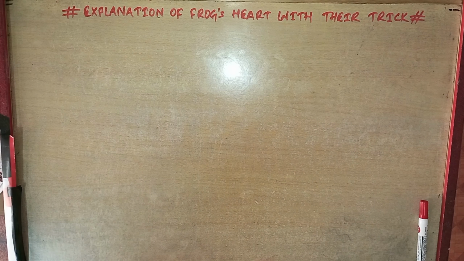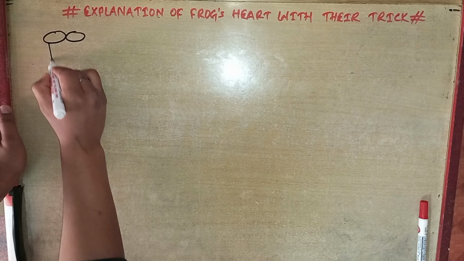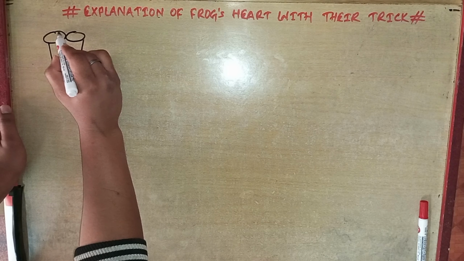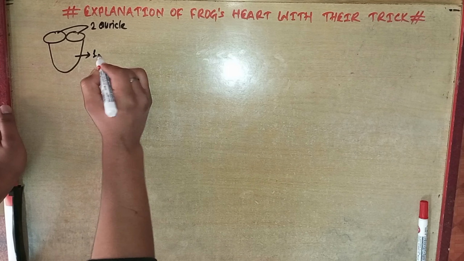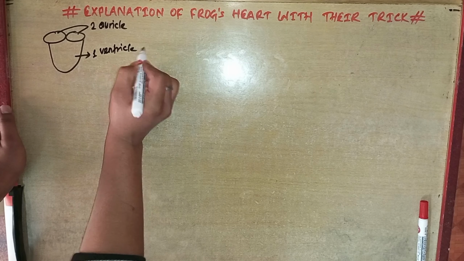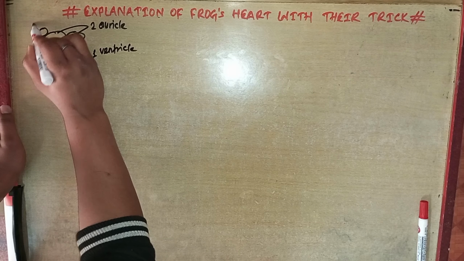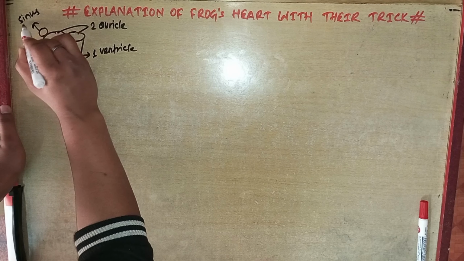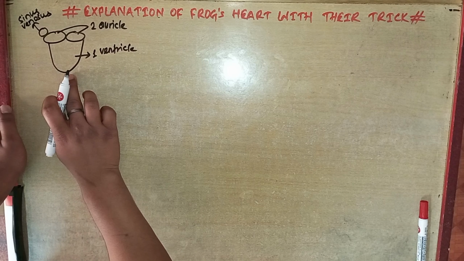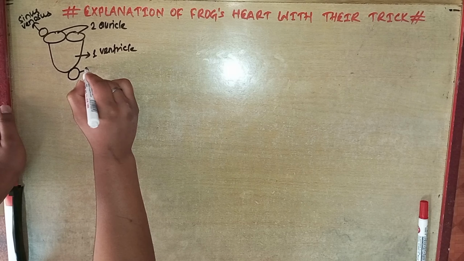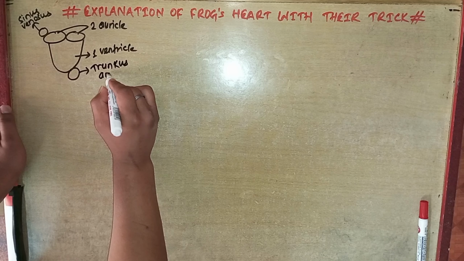So if you see a frog heart, there are two auricles and one ventricle. On the dorsal side there is one sinus venosus, and on the ventral side, attached to the ventricle, there is one truncus arteriosus.